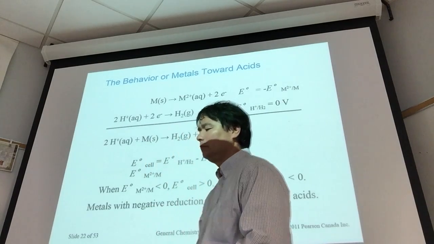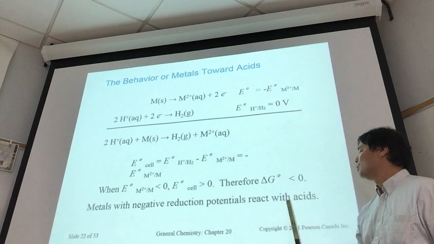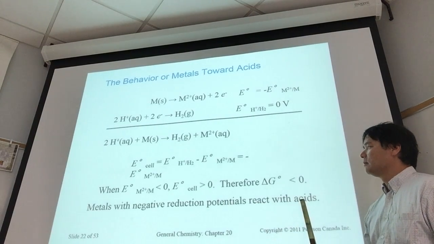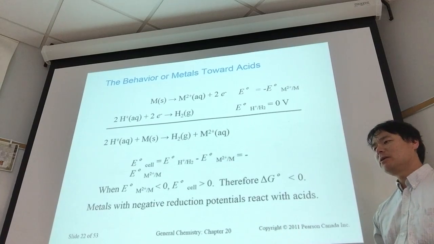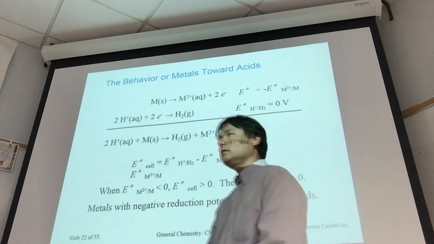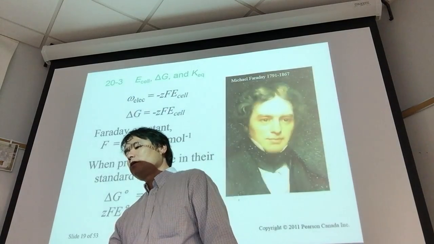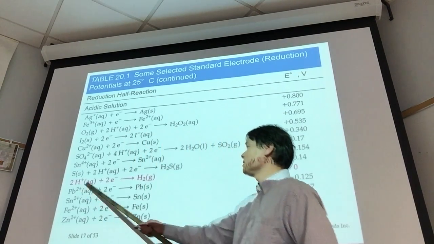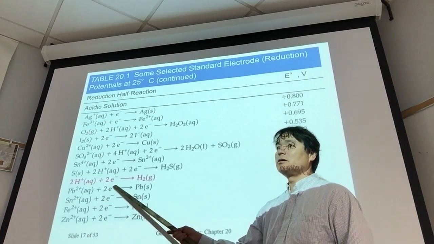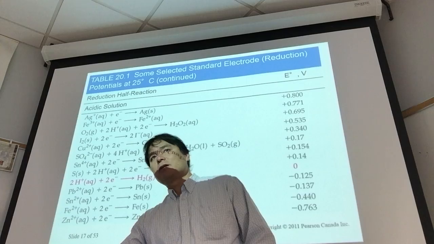And so here, metals with negative reduction potentials react with mineral acids. Mineral acids, it should be. What's the difference between a mineral acid and an oxidizing acid? Let me show you. A mineral acid just has H plus as the oxidizer, and the anion is a spectator. With oxidizing acids, the anion is not a spectator.